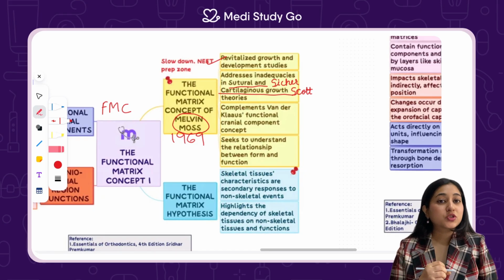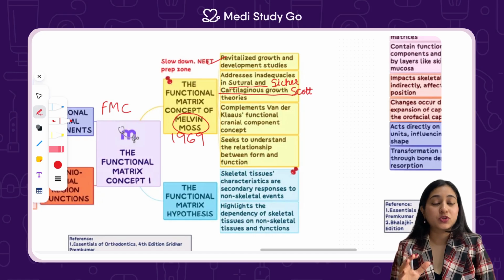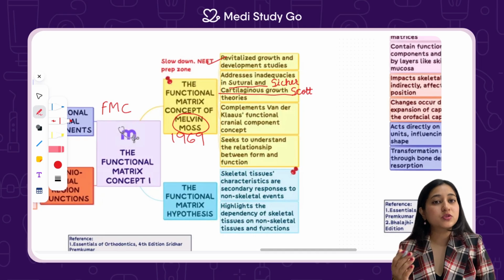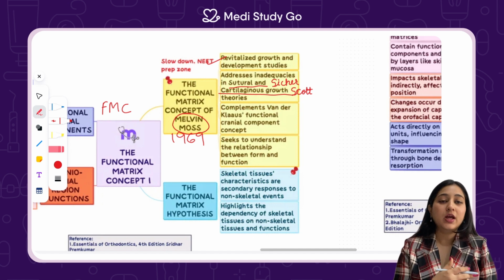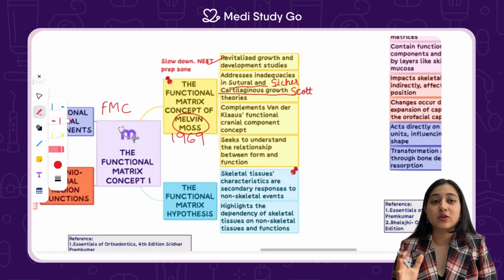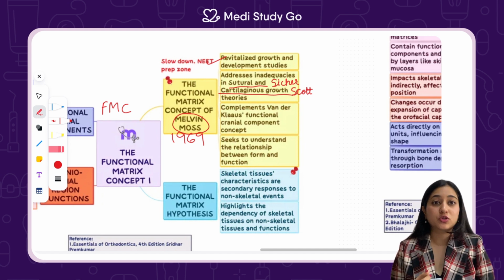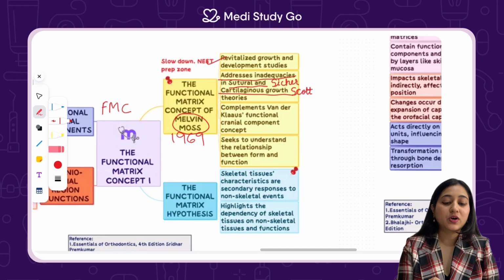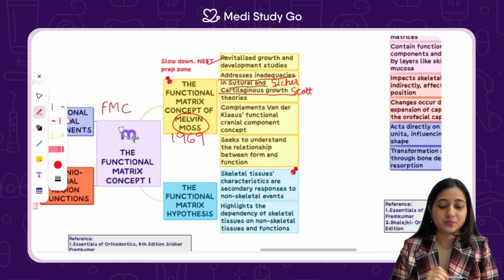Even with the cartilaginous growth theory, the cartilage alone does not have enough growth potential to serve as the growth mechanism in the entire craniofacial region, and these were some of the inadequacies which fail to explain how sutures or cartilages function to perform the entire growth and how they exactly induced the growth. And in an attempt to address these inadequacies, the functional matrix theory was proposed.